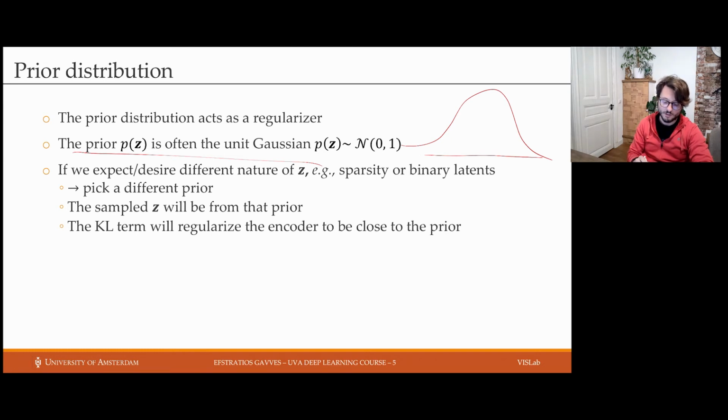Perhaps we want latent variables that are sparse in general, so Gaussians are not sparse, like we're always going to give you a continuous value number. Or maybe we want latent variables that are binary, 0 and 1. Again, Gaussians will not do that. In that case, we should pick a different prior, and then we should have a sampling process where we can sample from that prior. The KL term will then encourage the approximate posterior to resemble that prior.